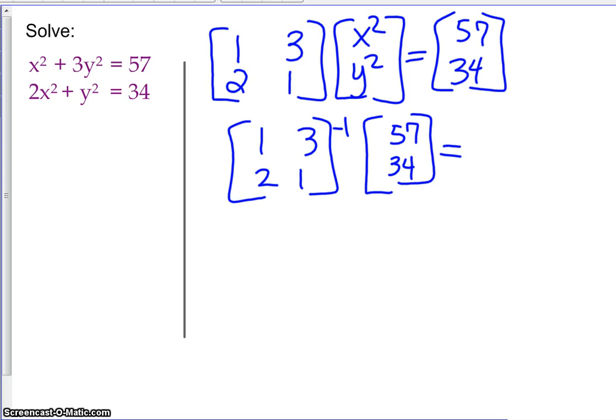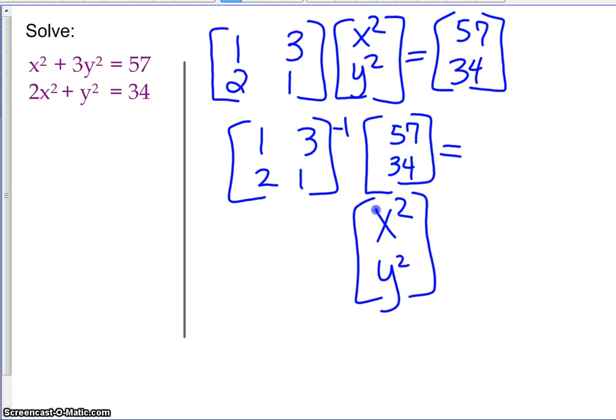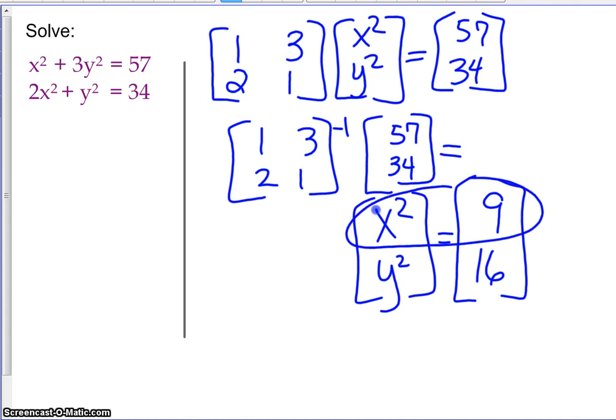So what does that mean? That means that our x squared, y squared matrix equals 9 over 16. Does that mean that's our answer? Well, in this case, no, it doesn't mean it's our answer. What it means is that x squared is really 9, and y squared we found to be 16.